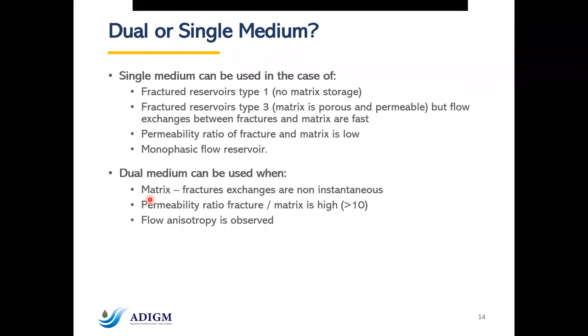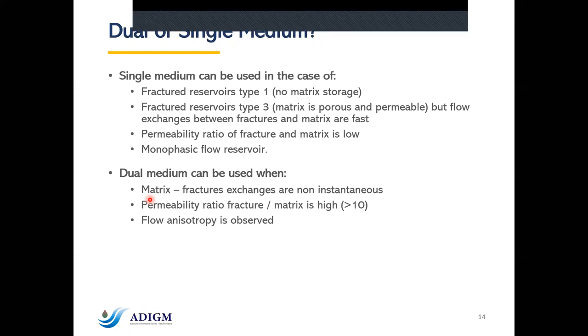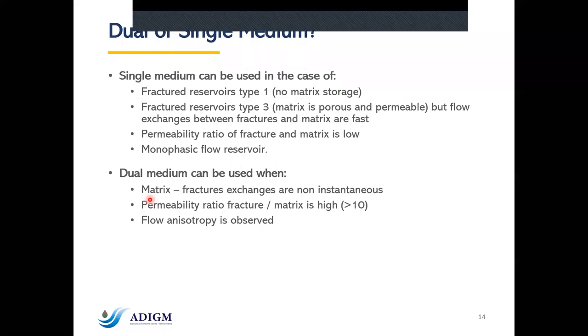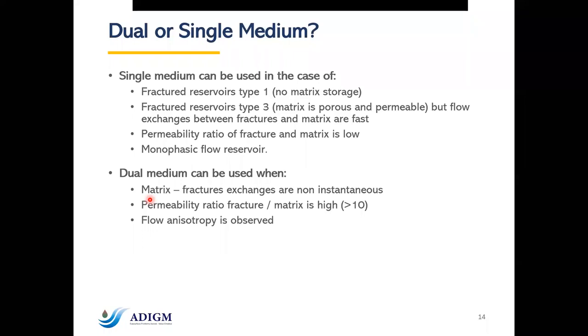And then we can go into the dual medium when the matrix-fracture exchange is non-instantaneous. It means that the flow of fluid from the matrix to fractures happens gradually, or not so fast in comparison with the single medium. And then the ratio of the fracture permeability to the matrix is high. If we compare the well test derived permeability to the core derived or log derived permeability, the ratio of the well test to the logs is more than 10. And the last reason is that we have flow anisotropy. The presence of the fractures strongly controls the flow anisotropy within the reservoir.